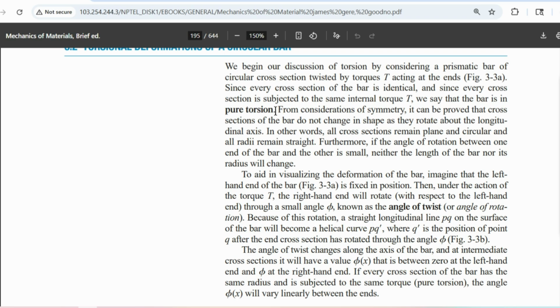Yeah, there's no other, you know what I mean? So the diagram that I did of the square and the four little... Those are the only things that's resisting that torsion. From consideration of symmetry, it can be proved that the cross sections of the bar do not change in shape as they rotate. Yeah, that's just kind of fascinating.